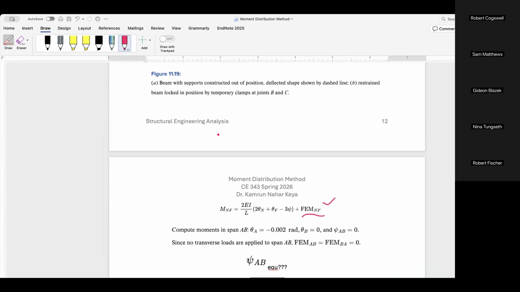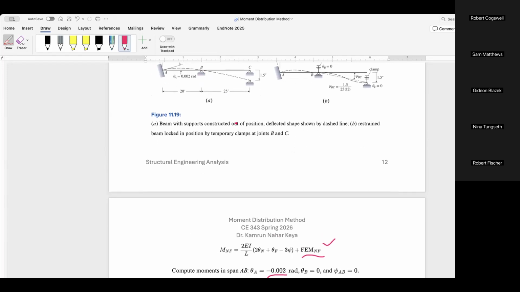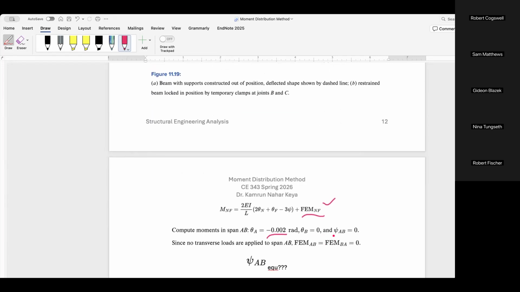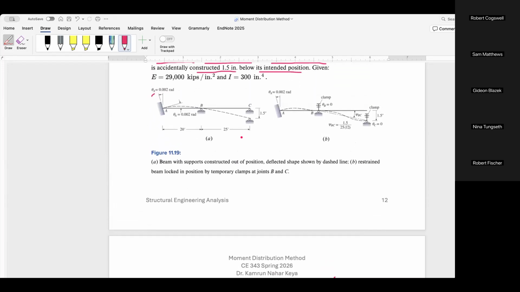So we need to consider that one, and it's anti-clockwise. Sorry. So that one we need to consider. Theta B, there is no theta B. That one is 0 because no rotation happens. That's why it's 0. And psi AB for AB bar equal to 0. Nothing happens here. That's why psi is 0.